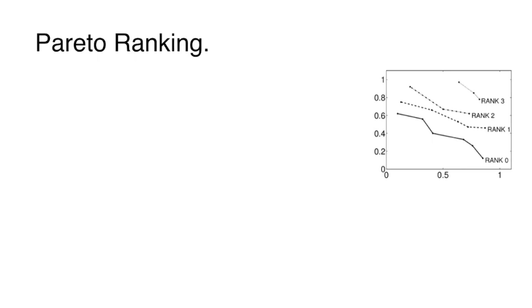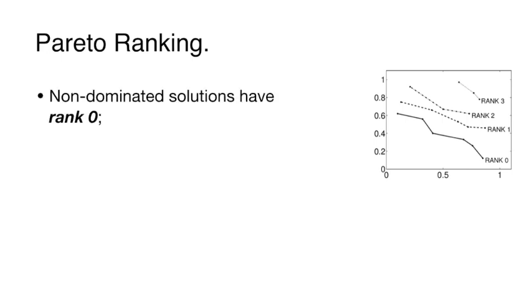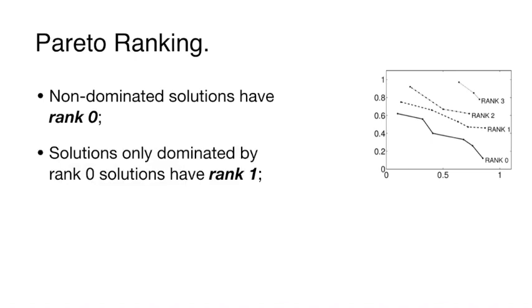Before proceeding further, let me introduce the concept of Pareto ranking that I mentioned a couple of slides earlier. So notice all the non-dominated solutions, which are represented by this black line here. These are non-dominated solutions because there's no solution that can dominate the solutions that are connected by this black line. So because nothing dominates these solutions, they are given the rank 0. This is the best rank. The solutions that are only dominated by rank 0 solutions and nobody else are given rank 1.